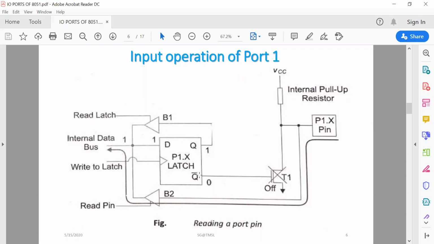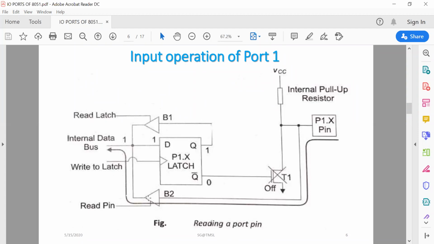So Q bar will be 0, and if Q bar is connected to the gate of the FET transistor T1, then it will be off. It will behave as an open circuit and disconnect the input pin from ground. Therefore, the input signal connected to the pin will go to the buffer B2, and the connection is made by this B2 buffer.